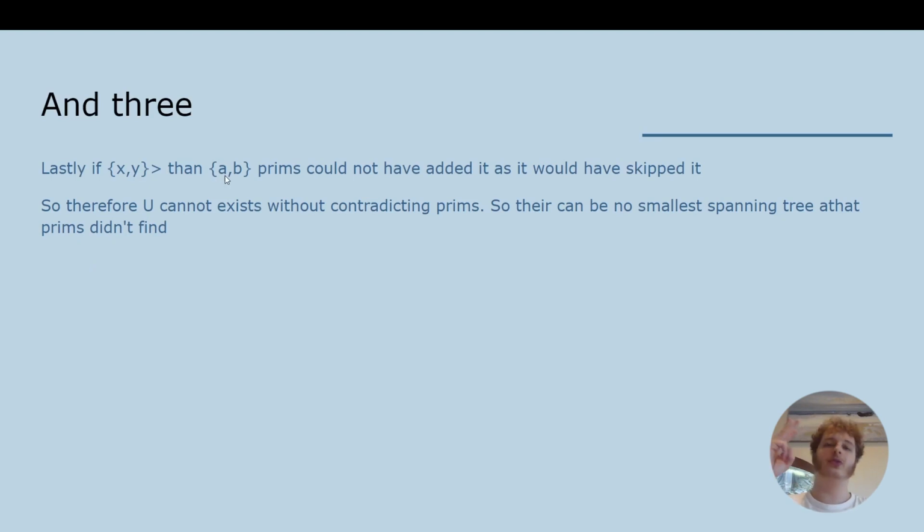Now, because you've looked at all three of these base cases, it's impossible for you to exist, because every state of A to B, whether it was greater than, equal to, or less than, contradicts Prim's and makes an impossible graph. So there can be no smaller spanning tree that Prim's didn't find.